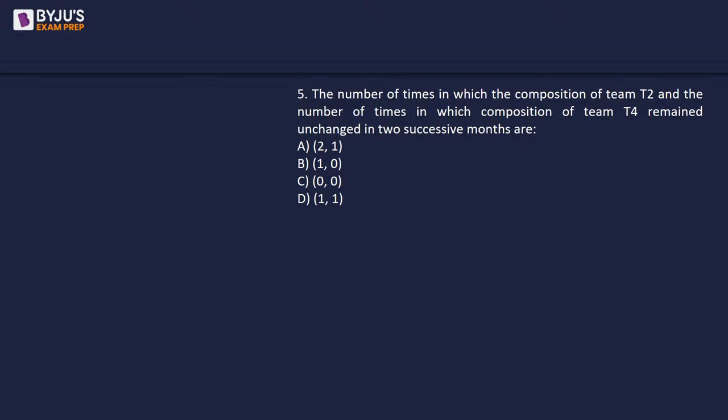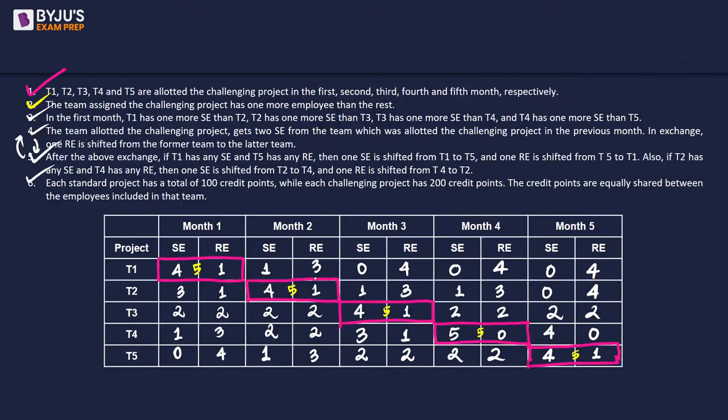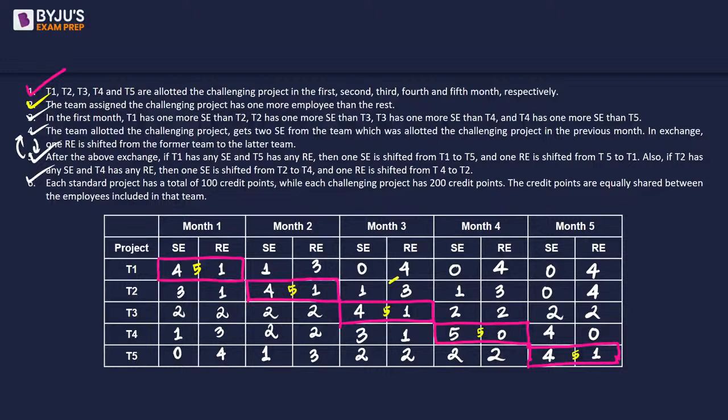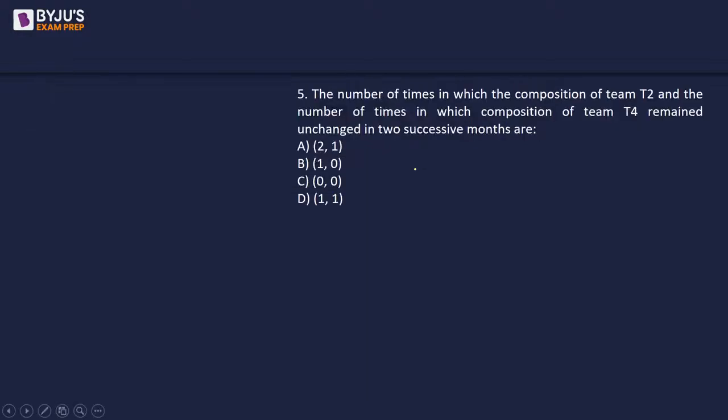So should we say 20 or 10? It's about the number of times, right? So if we look at T2, composition did not change once, and T4 का तो कभी ऐसा नहीं हुआ. So it should be 10, right?